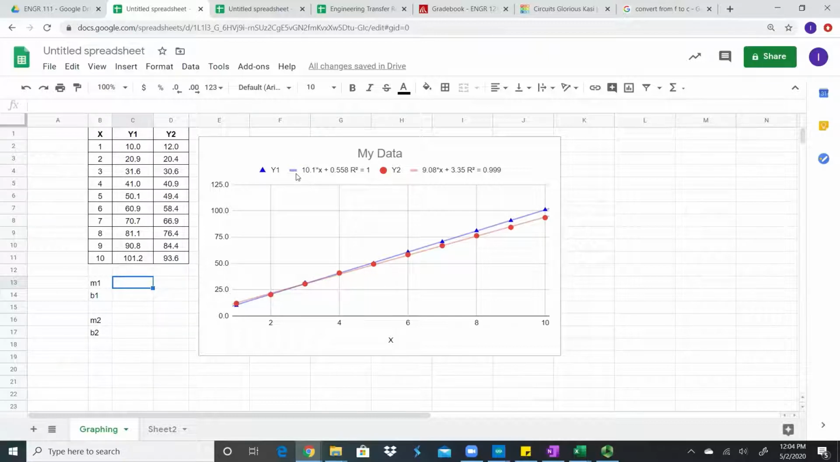I'm going to look at my equation here and say that my slope is 10.1. So I'm just going to write that, 10.1. And my b, that's what we add to it, is 0.558. I'm going to do the same thing for my second equation. My slope is 9.08, and my b is 3.35.